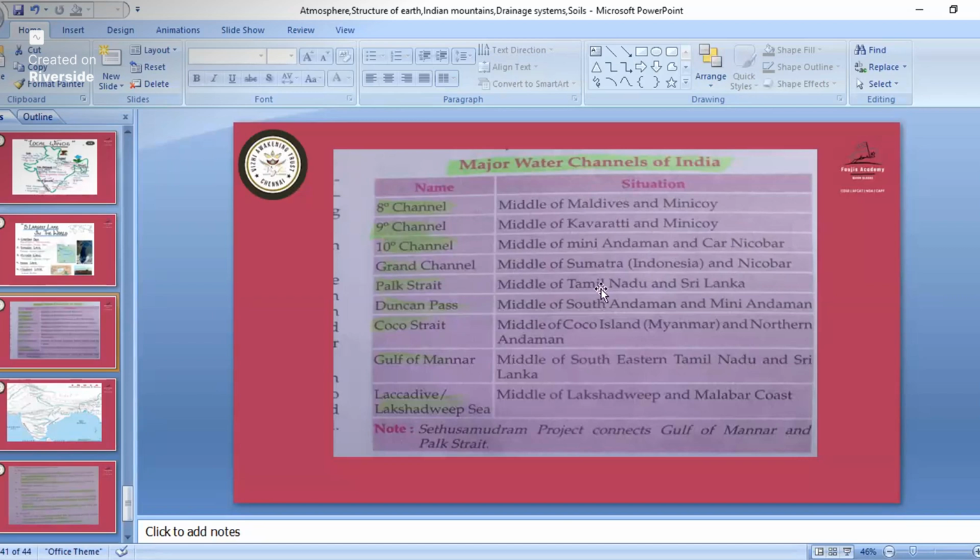Then Palk Strait is in the middle of Tamil Nadu and Sri Lanka. Duncan Passage is between South Andaman and Little Andaman. Coco Strait is in the middle of Coco Island and Northern Andaman. Gulf of Mannar, you know, is between Tamil Nadu and Lanka. Then the Lakshadweep channel, you will be knowing, is between Lakshadweep and the Malabar coast. So study all these major water channels.